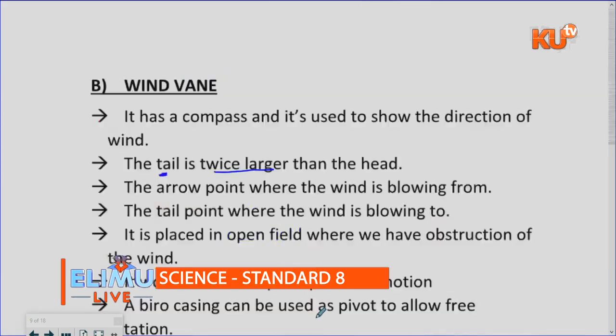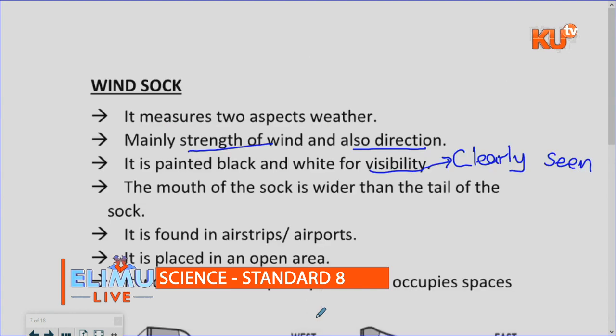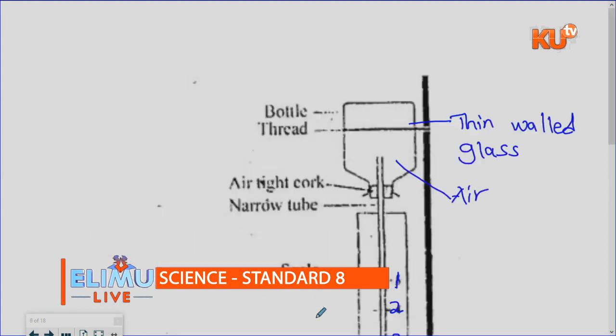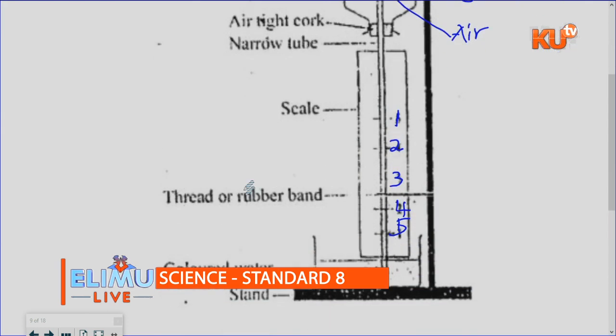Now, an air thermometer works on the principle of expansion and contraction of air. When the temperatures are high, air inside the glass bottle gets heated. Since matter expands when heated, the air will expand, and when it expands, it pushes the colored water downwards. So while the air is expanding, it pushes the colored water downwards, and as the colored water goes downwards, we have a higher reading on the scale.